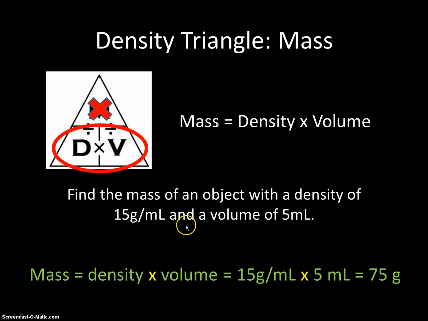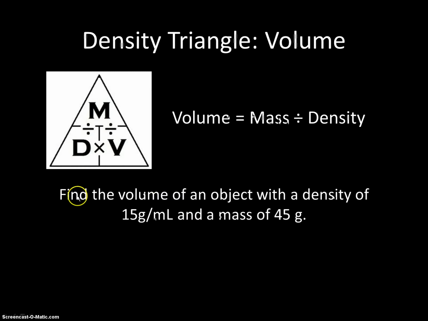Let's plug that in for the one we haven't calculated yet, which is volume. And the problem you're asked to solve here is: find the volume of an object with a density of 15 grams per milliliter and a mass of 45 grams. Once again, we know we have a density here because we have a grams per milliliter unit. We know we have a mass here because we have grams. So let's look. We're trying to find the volume.